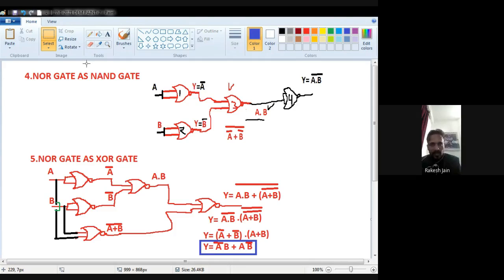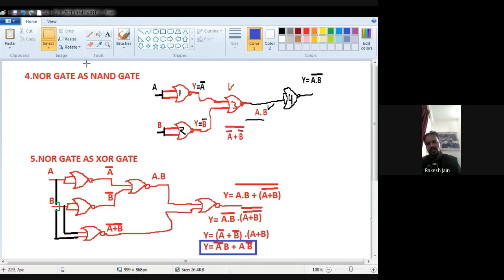The inputs A and B are also connected with a NOR gate. So if a NOR gate's inputs are A and B, then the output will be A plus B, having a bar. Now these two output lines, one is A dot B and one is A plus B having a bar, are connected to a final NOR gate. And we know the output of a NOR gate is first input plus second input, then having a bar. So here the first input is A dot B and the second input is A plus B bar. So just add them and then put a bar.